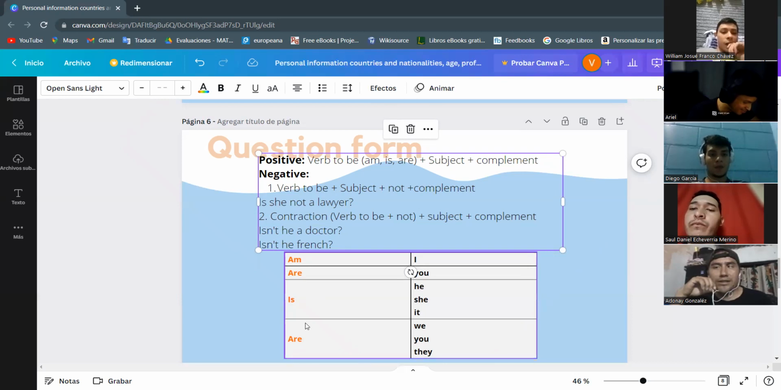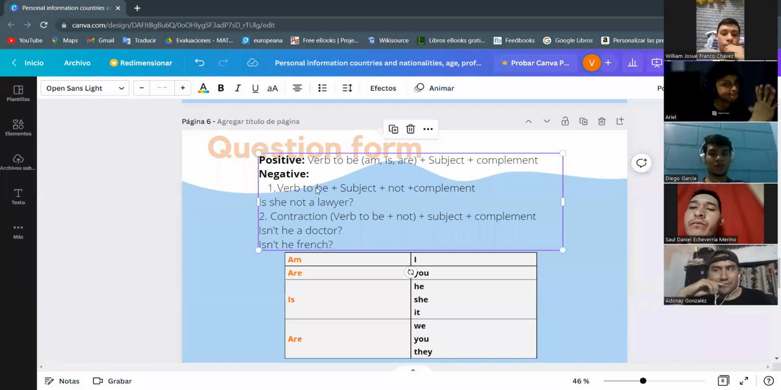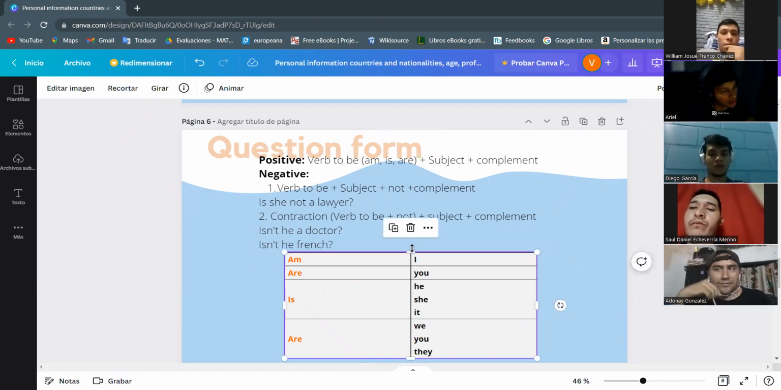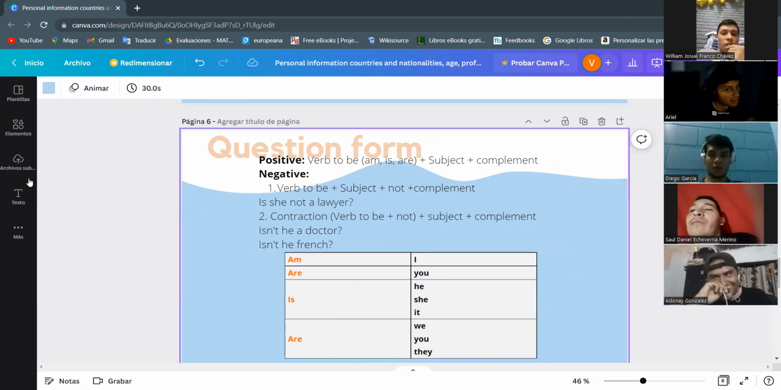She. Okay, let's go over this. Am, are, and is are the verb to be. These ones are the subject. So in the sentence, he's not a lawyer, what's the verb to be? She is the verb. Are you sure? No. Let me help you.